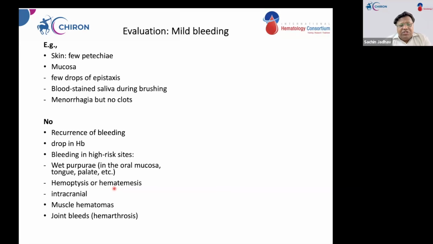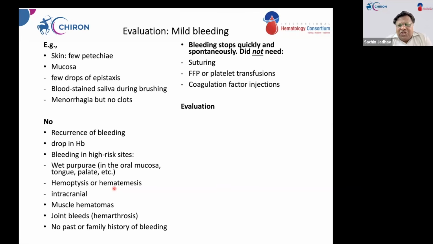And no muscle hematoma, joint bleeds. Bleeding stops quickly, doesn't need any surgery or transfusions. These patients just do a complete blood count. You don't have to do anything else, you know. And if the platelets are fine, maybe do a bleeding time.